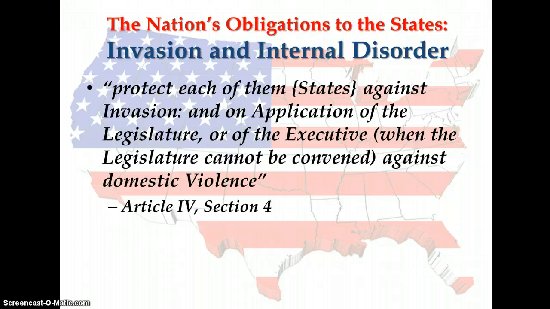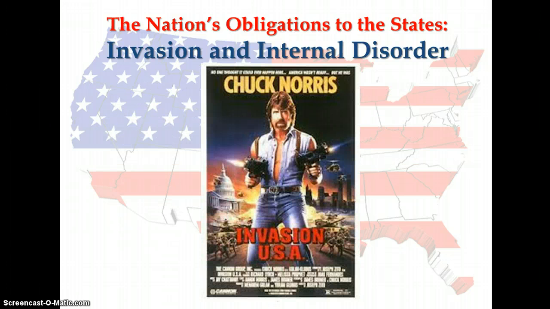The Constitution states that the national government must also protect each of them, the states, against invasion, and on application of the legislature or of the executive, when the legislature cannot be convened, against domestic violence. Article 4, Section 4. Today it is clear that any invasion of the United States will be met as an attack on the United States for the states and for the national government itself. This constitutional guarantee is therefore now of little, if any, significance.